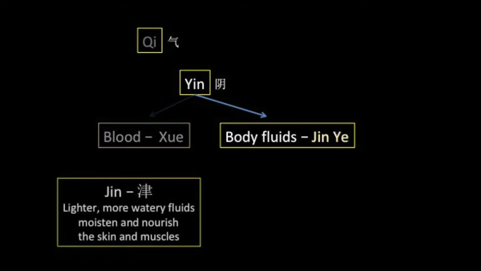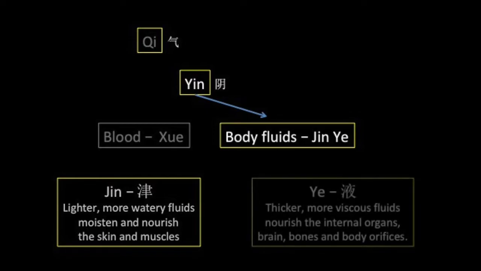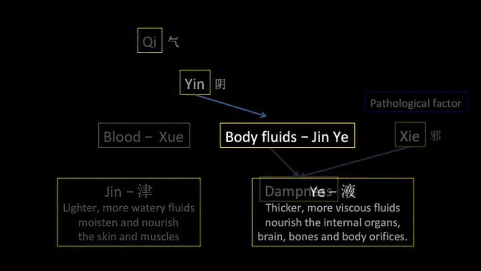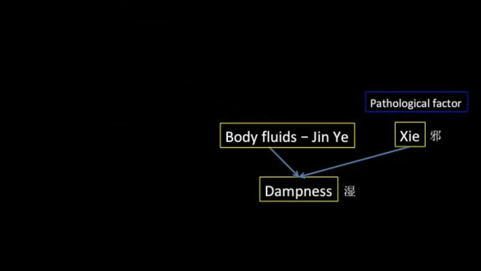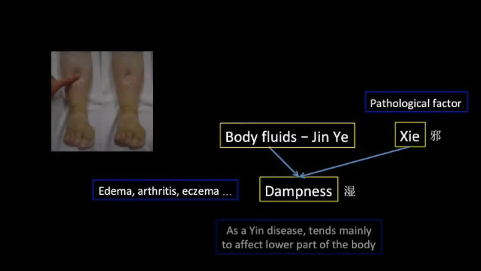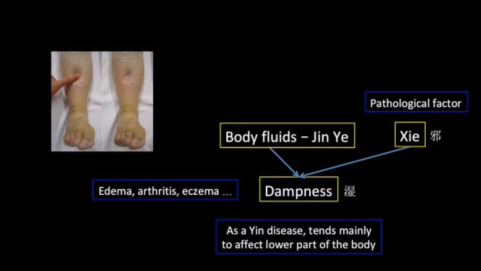The jin fluids are thought to be lighter and more watery, serving to moisten and nourish our skin and muscles. The ye fluids, in turn, are thicker and more viscous, and nourish our internal organs, brain, bones, and body orifices. When the body fluids combine with a pathogen, this produces dampness. Because of its watery nature, dampness can affect any part of the body. Nonetheless, as a yin pathogen, it has an affinity for the lower part of our body, in particular affecting our legs and excretory functions.